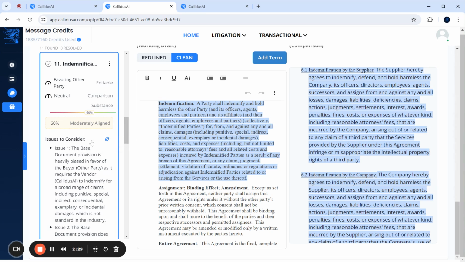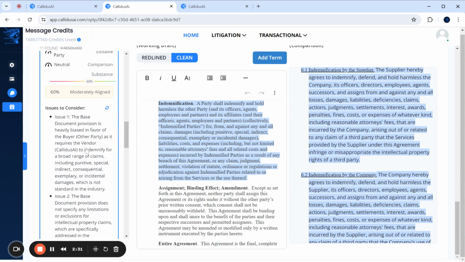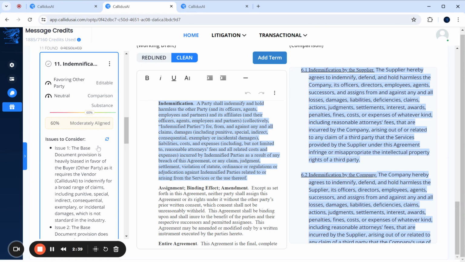And then once you see the provision, it will show you the issues to consider. Again, taking work and thinking off your plate, allowing you to speed up contract redline and review. So we see the issues to consider. Let's go into the rewrite area.